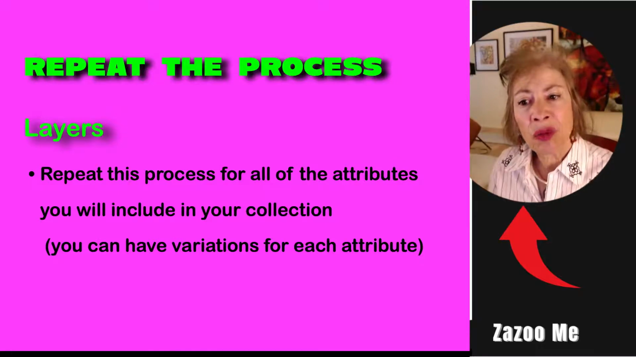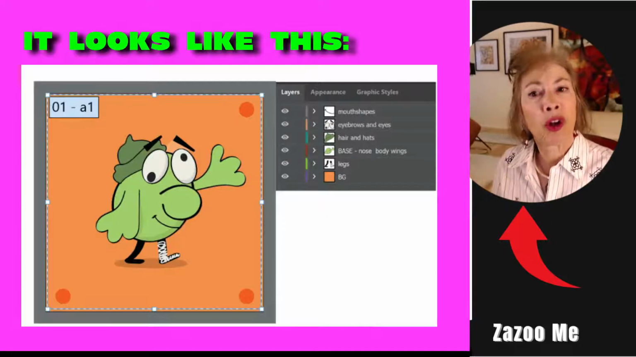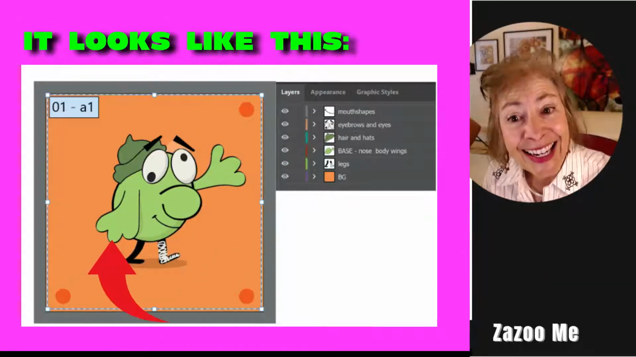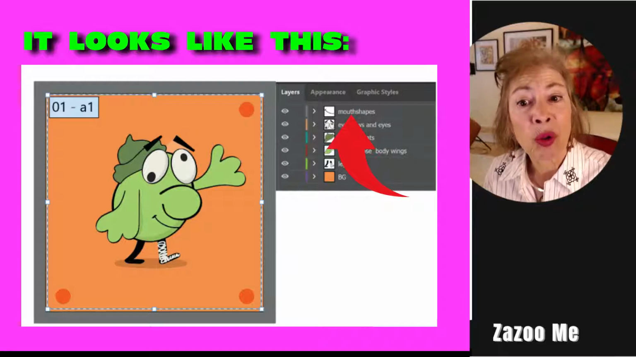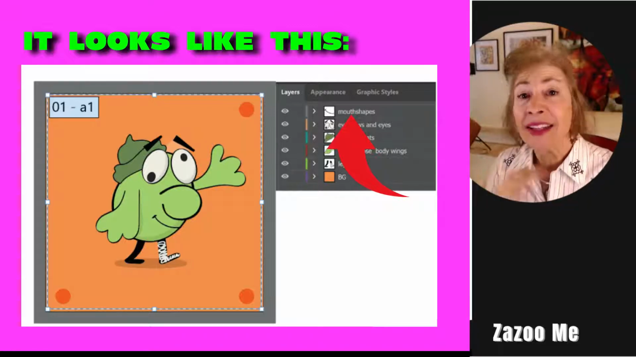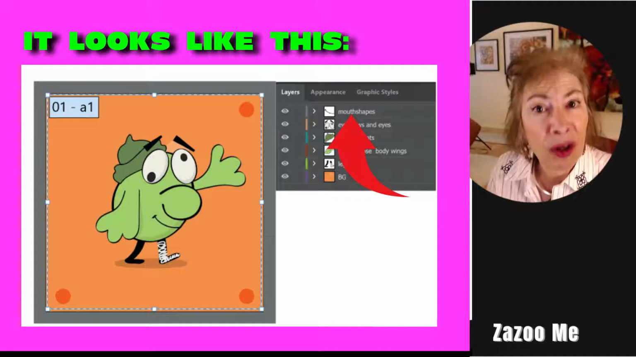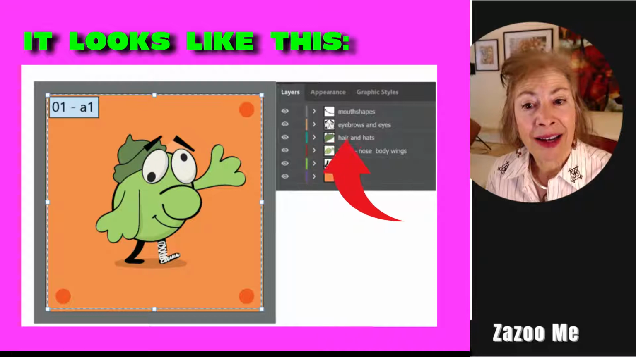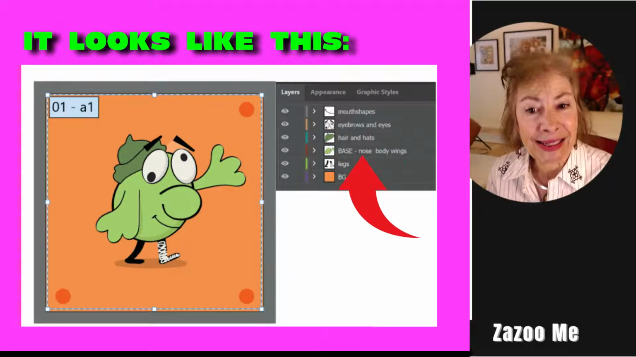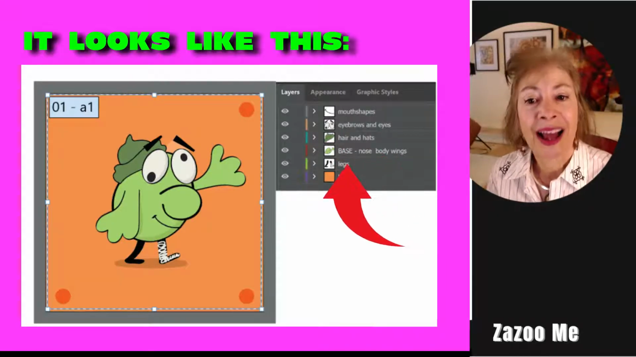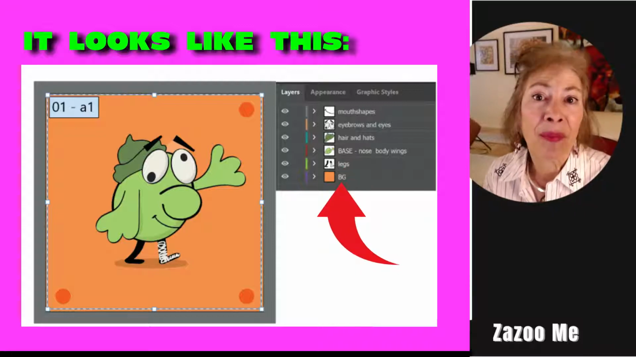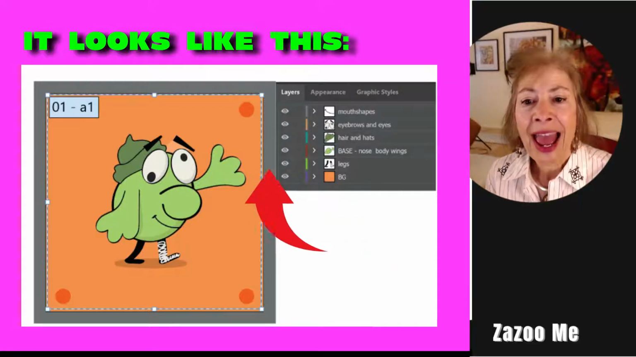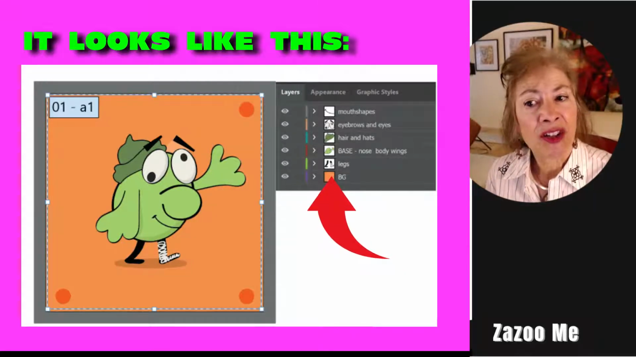Creating each individual layer, repeating the process will look like this. This is what that looks like. This is your completed character. But if you look at the individual layers, and this again is Photoshop, and I'm showing you what it looks like in Photoshop: mouth shapes, eyebrows and eyes, hair and hats, base, nose, body, wings, legs, BG for background. That's a short way of saying background, BG. And as you can see, BG is just orange.